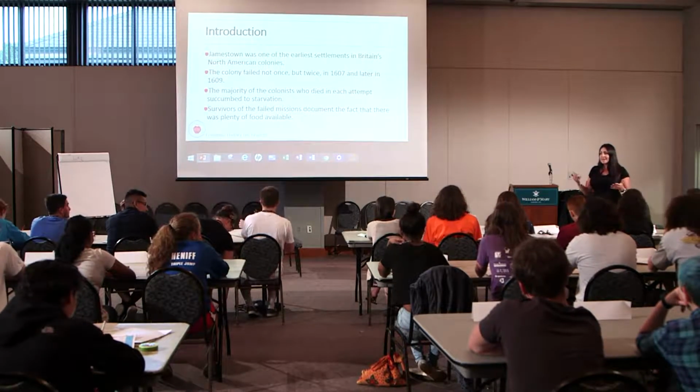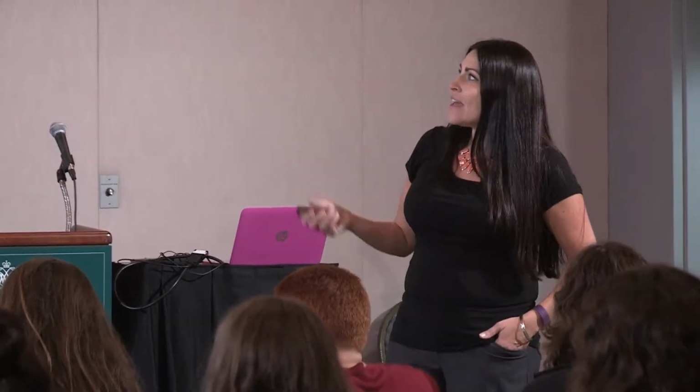in 1610. Jamestown was definitely one of the earliest settlements in Britain's North American colonies. The colony failed not once, but twice, in 1607 and later in 1609, and they were almost on the verge of failing a third time, and that's where our activity will pick up today. The majority of the colonists who died in each attempt succumbed to starvation.